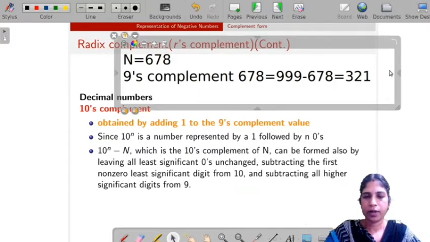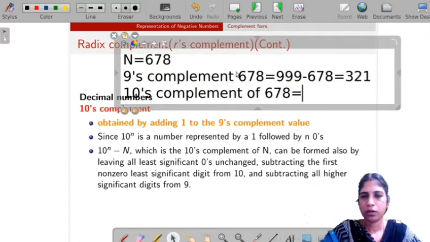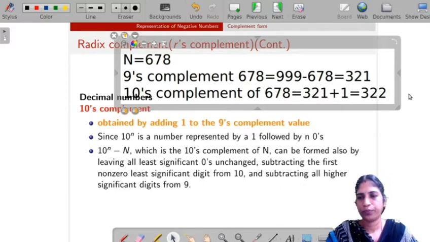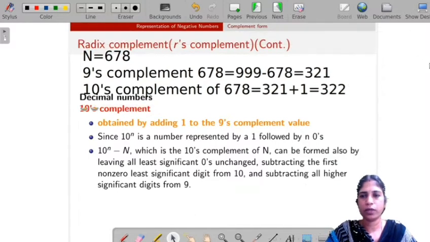Okay, then find the 10's complement. The 10's complement of 678 is equal to, add 1 to the 9's complement. 321 plus 1 is equal to 322. Okay, 322. So this is the 10's complement of the decimal number. Okay, first find the 9's complement, then add 1 to the 9's complement.